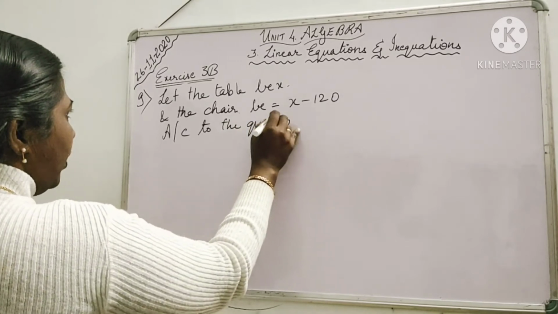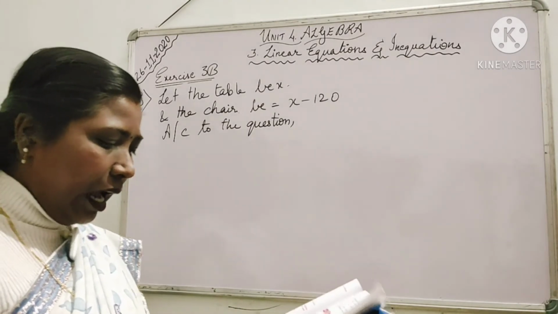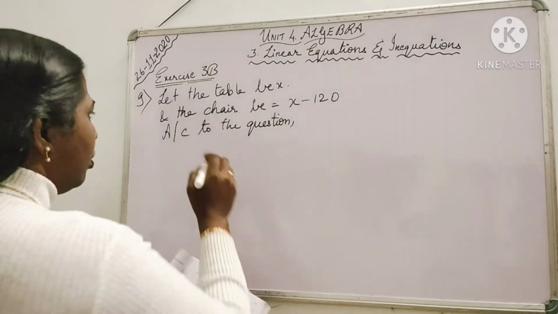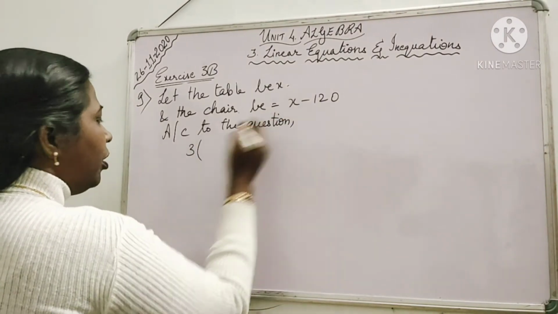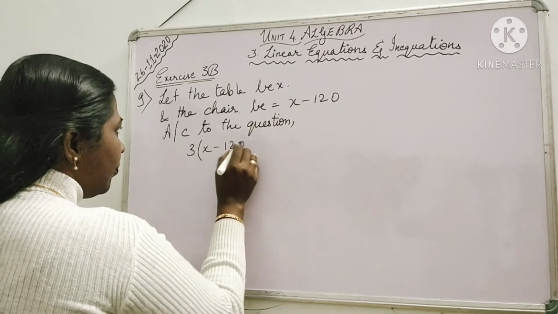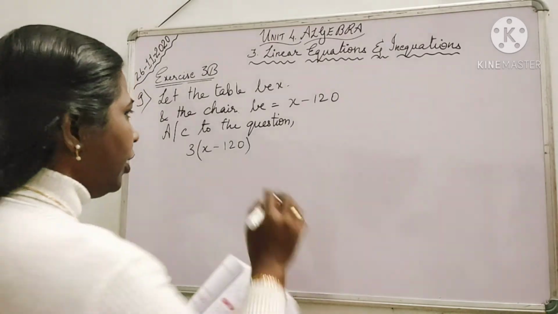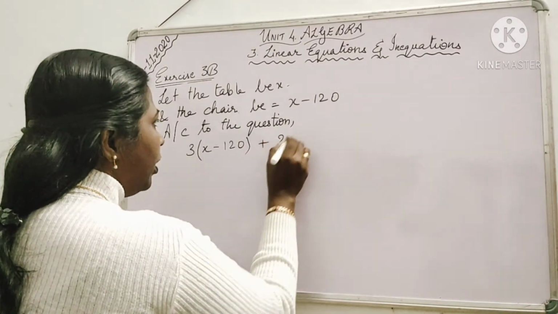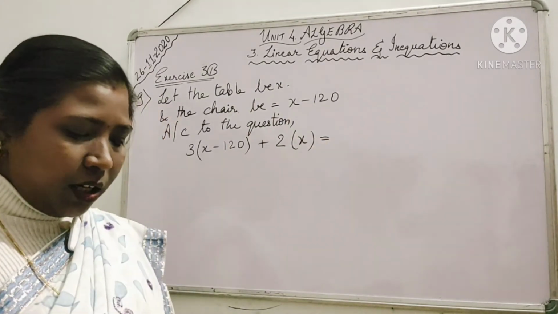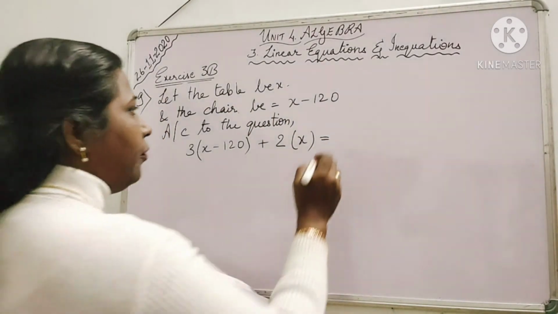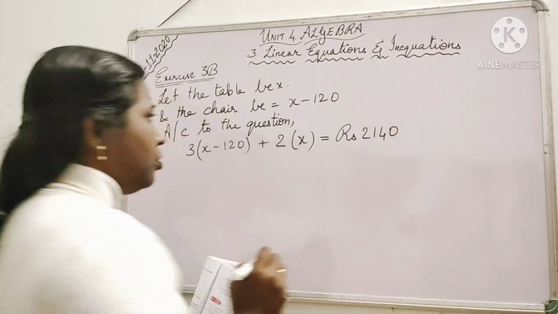According to the question, we have the cost of 3 identical chairs. So for 3 identical chairs I will put x minus 120. And 2 identical tables. Tables I have taken as x, which is equal to how much? Rupees 2140.